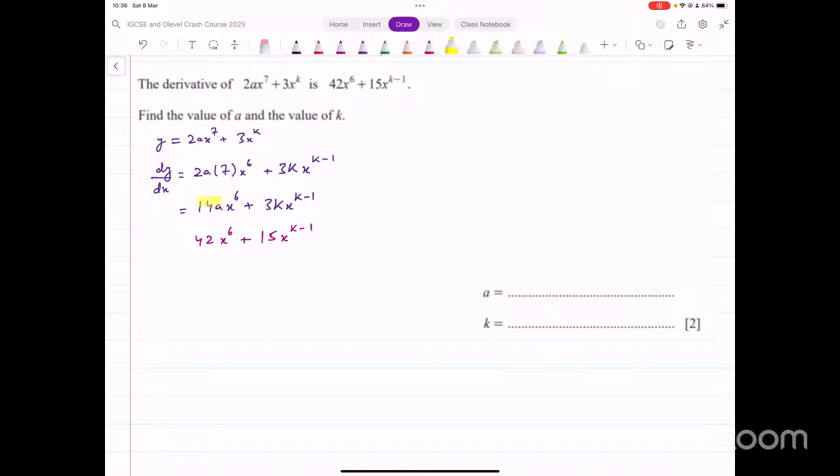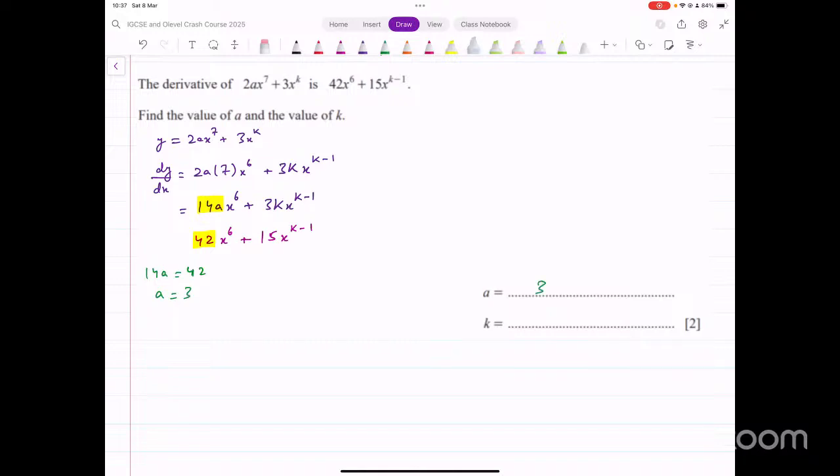The coefficient of x raised to the power 6 that we have is 14a, and the coefficient of x power 6 that they gave us is 42. That means these two should be equal to each other. 14a should equal 42. 14 goes to the other side, gets divided. 42 over 14, that's 3. That's the value of a that we've got.